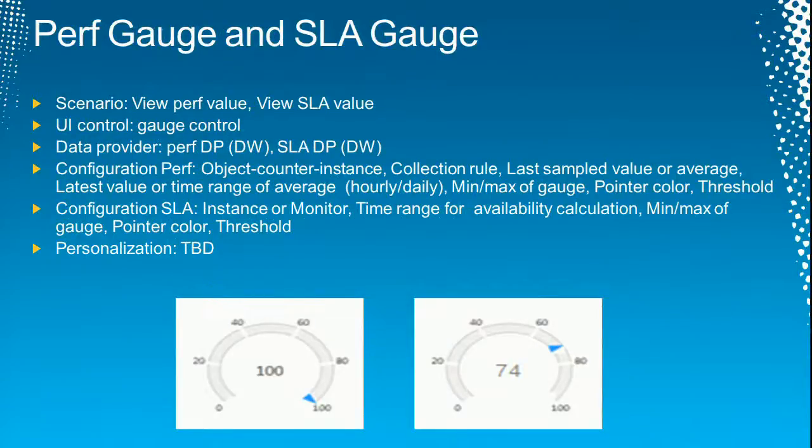Then we have performance gauge and SLA gauges. So we saw some of these on the network dashboard. These are nice gauges to show you how well you're doing against your service level agreements or against performance collections you have set up. So this is going to pull data from the data warehouse, whether it's SLA data or performance data. And then you'll be able to configure it based on what performance information or SLA information you want to see.